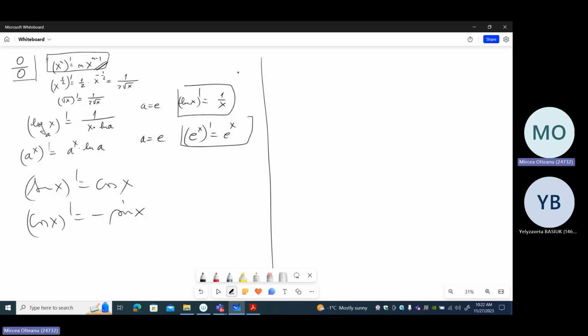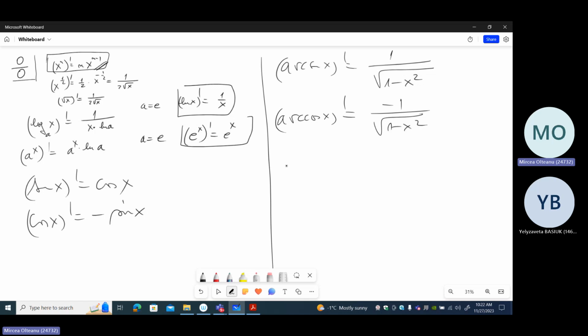Now, the derivatives of the inverse trigonometric functions, for example, arc sine of x, derivative is 1 over square root of 1 minus x squared. For the arc cosine, it's simply minus 1 over the same. Now, arc tangent of x, it's 1 over 1 plus x squared.